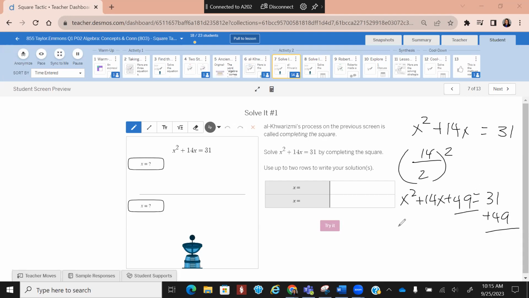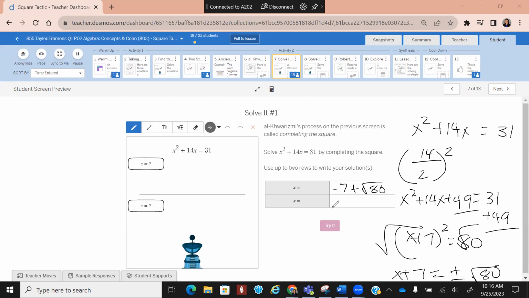Then we're going to factor. That's going to give us x plus 7 squared equals 80. We're going to take the square root of both sides. This is going to give us x plus 7 equals positive and negative square root of 80. And then if we move 7 to the other side, our two x's are going to be -7 plus the square root of 80, and -7 minus the square root of 80.